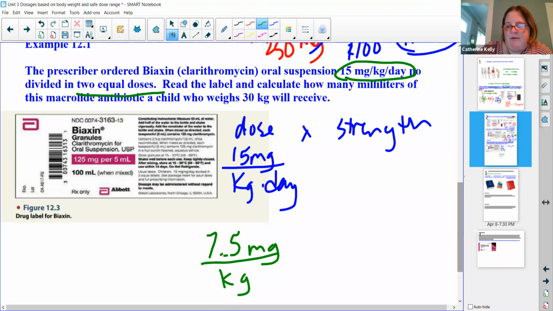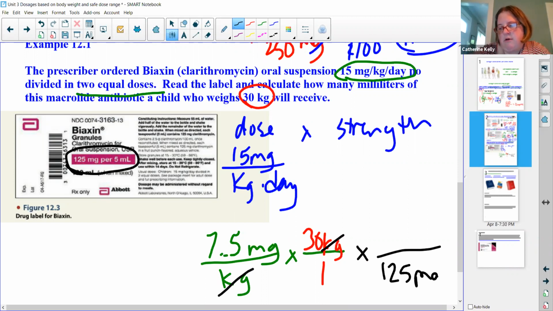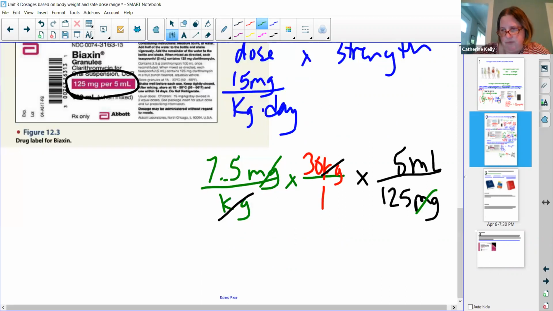But since it's per kilogram, I have to have a body weight associated with it. So I look back up for the weight. When I look up for the weight, they give it to me in kilograms, so I'm lucky, 30 kilograms. And that takes away the kilograms. So now for this person, they have 7.5 times 30 per dose, milligrams. But I need it in milliliters, so I'm going to look for the strength. And the strength is 125 milligrams for 5 milliliters. So if I cancel out my units, then I'm left with milliliters per dose. And then I can be done.